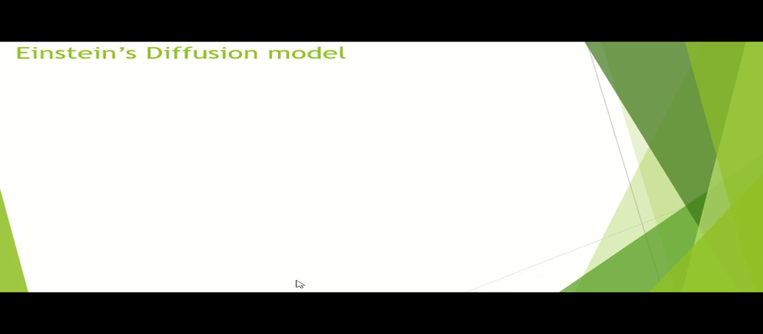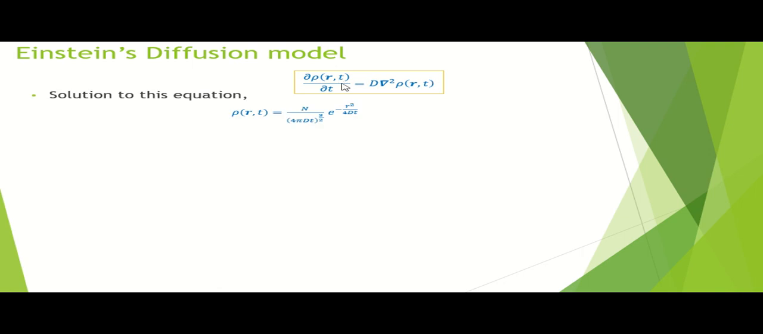So we continue with Einstein's model of diffusion to model Brownian motion. We have this diffusion equation now, and it has a standard solution which gives rho as an exponential function of the position r, specifically the square of r divided by time, and again the diffusion coefficient comes in there, which can be normalized.